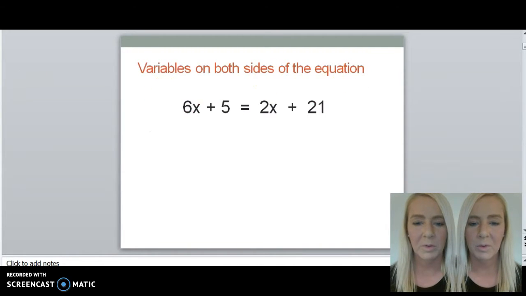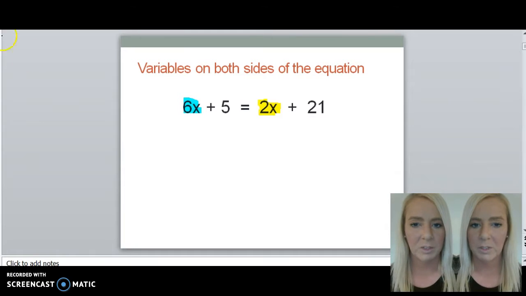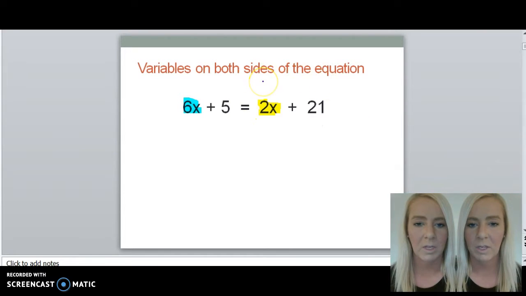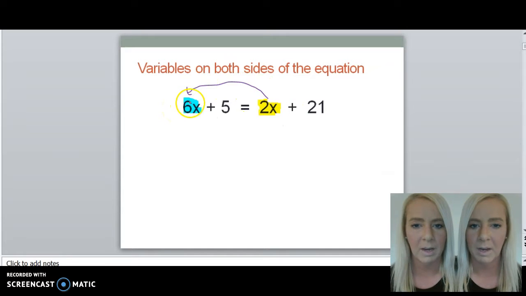Okay, with variables on both sides of the equal sign, as you can notice, I have a 6x on one side and a 2x on the other side. This is different than your previous equations because typically we would only see our variable on one side of the equation. In order to solve for the variable, what I typically have students do is bring the variable over to one side of the equal sign so that it's a little bit easier to solve. So your main objective is to get all of your x values, or whatever your variable might be, to one side of the equal sign.